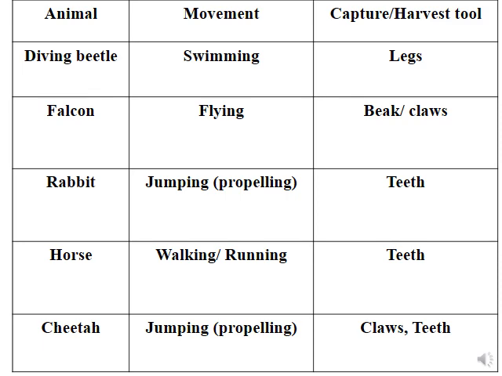Rabbit, jump or propel, and the harvesting tool, since it's a herbivore, is the teeth. The horse, walking and running, and the harvesting tool is the teeth. And also the cheetah jumps or propels, and cheetah is a carnivore, and the capturing tool is the claws and the teeth.